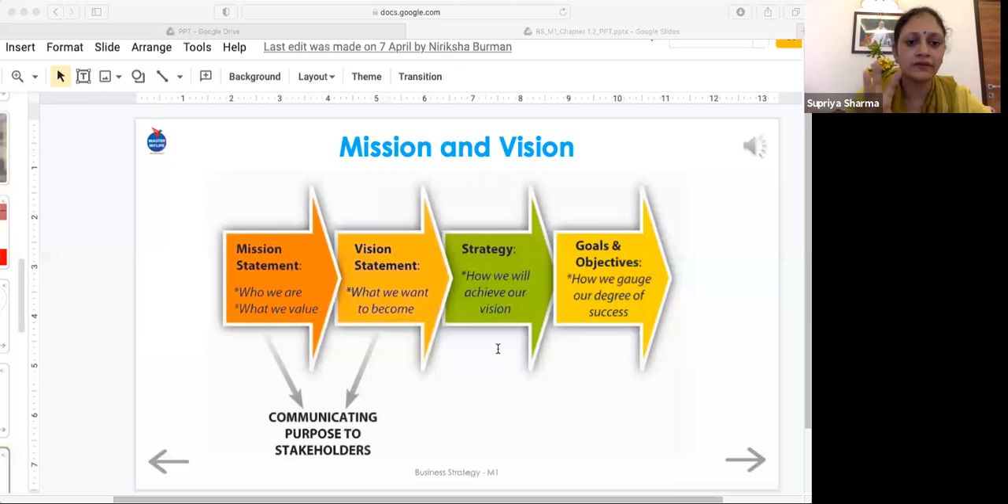So this is about the vision and the mission statement of Apple. Do you think it is resonating with what we have studied in theory? Any views on that? Anything anybody wants to say? Any ideas?